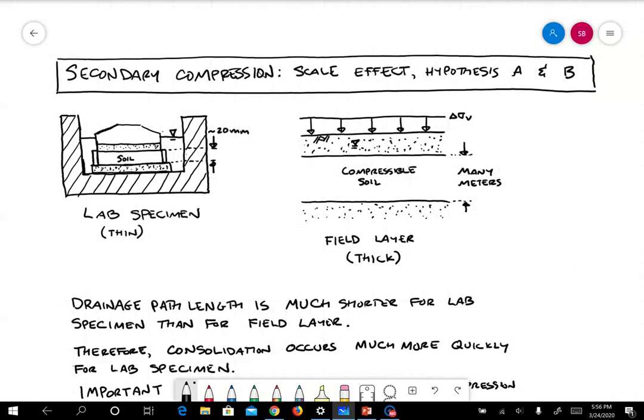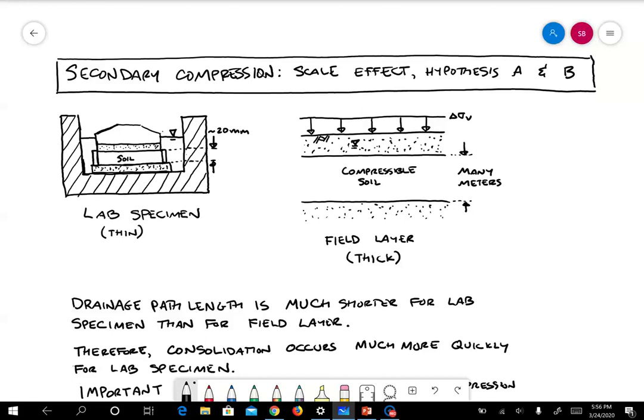On with secondary compression, I wanted to talk about a scale effect and what we call hypotheses A and B with respect to how that scale effect might impact secondary compression. Let's first talk about the scale effect.